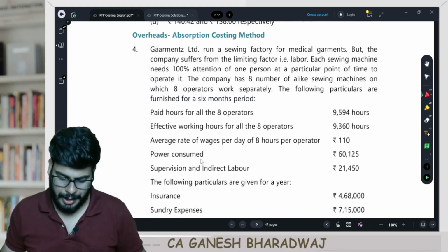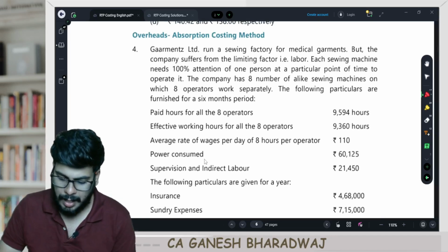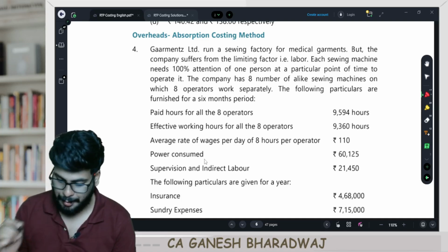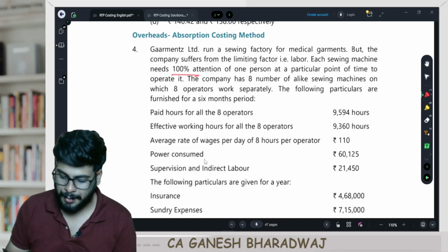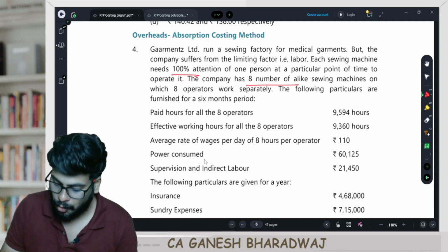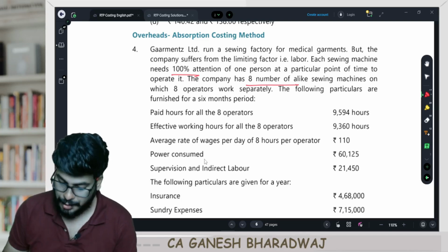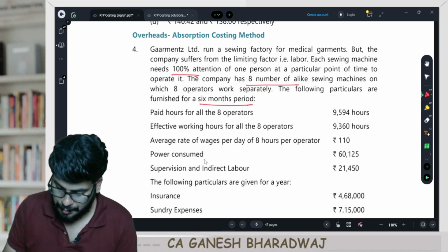Now moving on to the next question, which is question number 4. This question is from the chapter overheads. Garments Limited run a sewing factory for medical garments, but the company suffers from the limiting factor, which is labor. Each sewing machine needs 100% attention of one person at a particular point of time to operate it. The company has 8 alike sewing machines, on which 8 operators work separately. So the following particulars are furnished for a period of 6 months.